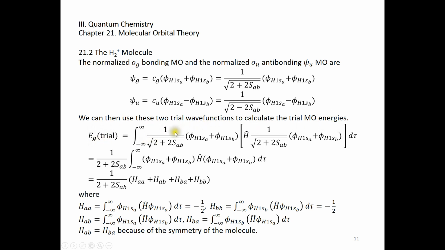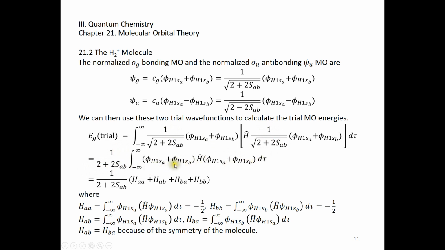And it's pretty simple. We just use postulate 4. It's the integral of, over here we have the wave function. Actually, this should be the complex conjugate of the wave function, but since these two wave functions are real functions, the complex conjugate of this psi g is itself. And over here we apply the Hamiltonian to the function, and then we can determine this simplified expression for the trial energy. We take this part and this part out. We have 1 over 2 plus 2 times the overlap integral, and then in the middle we have this equation.